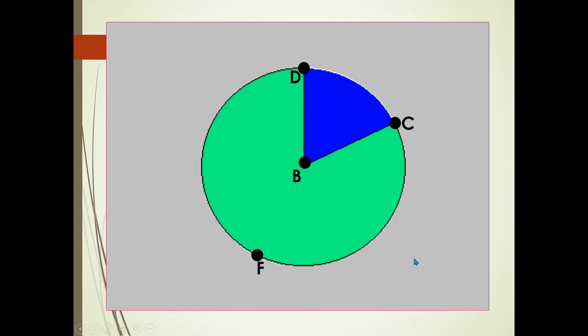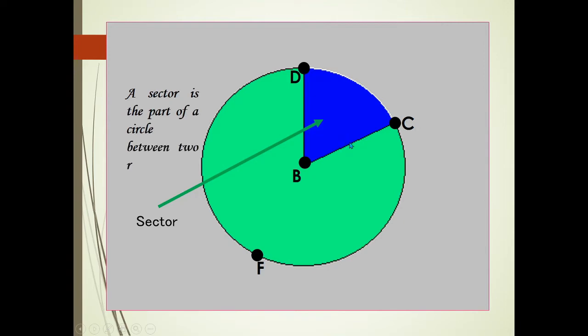Ayan. O, meron na naman tayong another. So, meron tayo ritong shaded region. Ano kaya tong shaded region na to? Okay. We call it sector because it's a part of a circle between two radii and an arc.